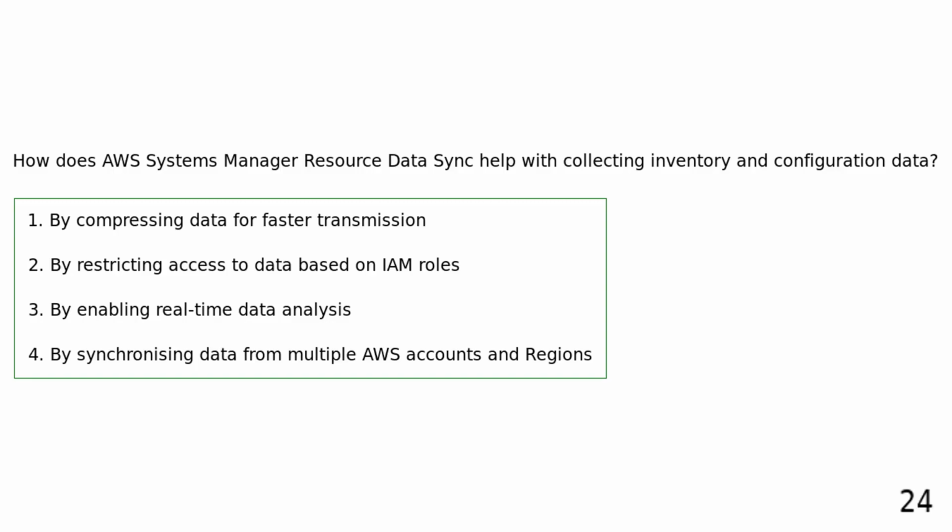How does AWS Systems Manager Resource Data Sync help with collecting inventory and configuration data? By compressing data for faster transmission. By restricting access to data based on IAM roles. By enabling real-time data analysis. By synchronizing data from multiple AWS accounts and regions.